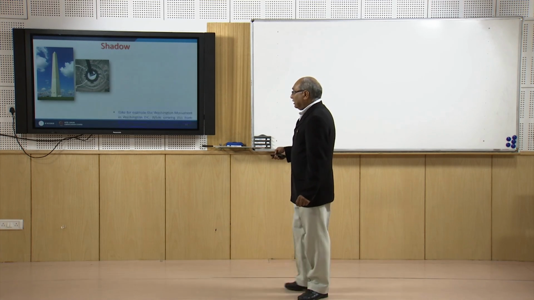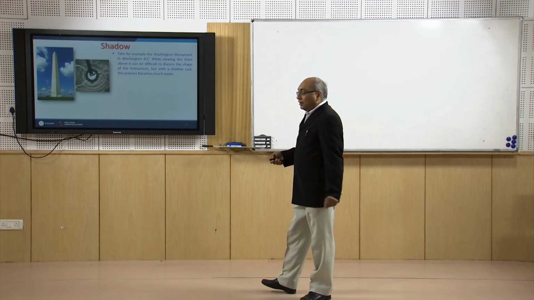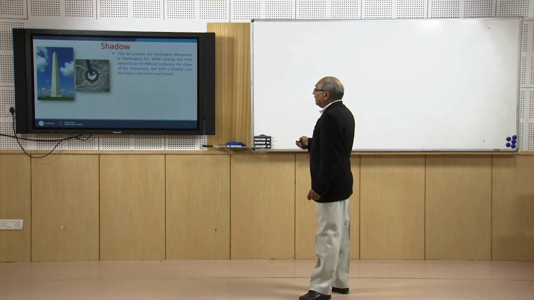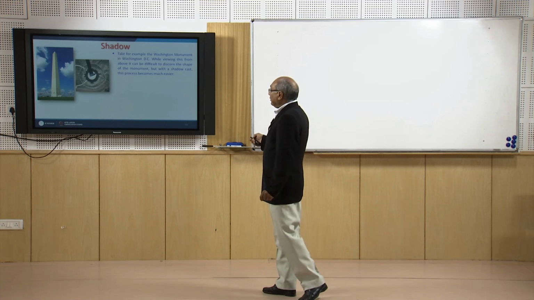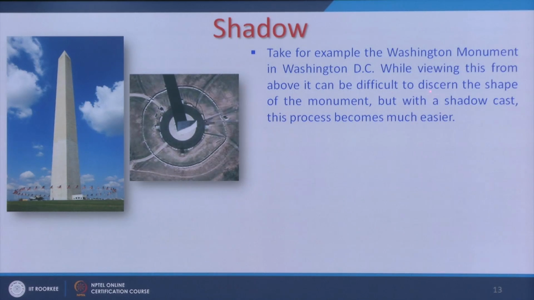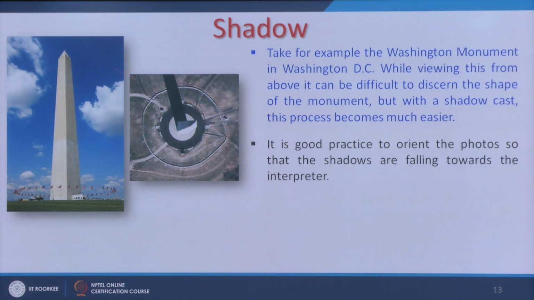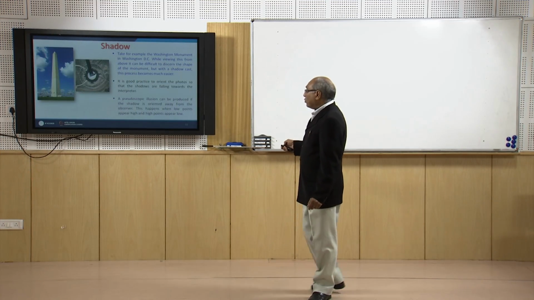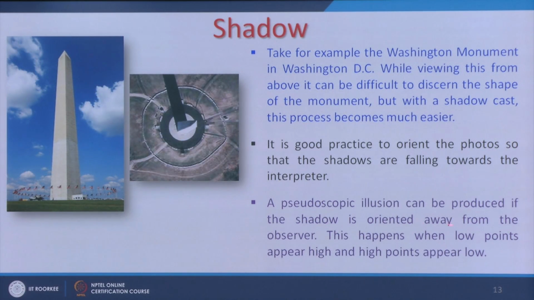So this kind of application of shadow is possible. Take the example, as I have already mentioned, of the Washington Monument. While viewing it from above, it can be difficult to discern the shape of the monument, but with the shadow cast, this process becomes much easier. It is good practice to orient photos or satellite images in a way that the shadows are falling towards the interpreter. A pseudoscopic illusion can be produced if the shadow is oriented away from the observer, and this happens with low points appearing high and high points appearing low.